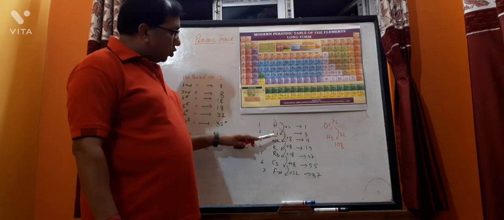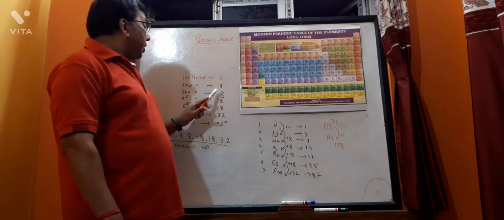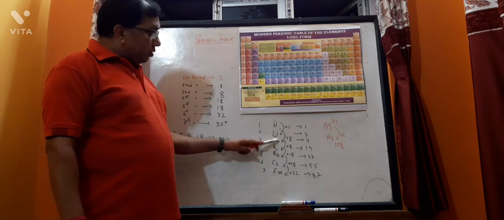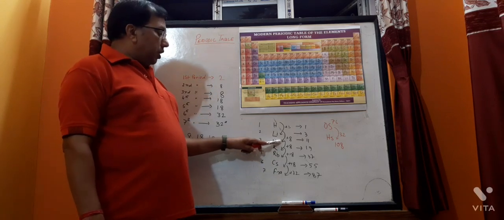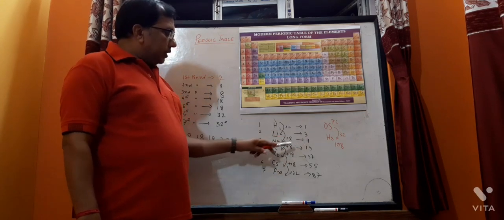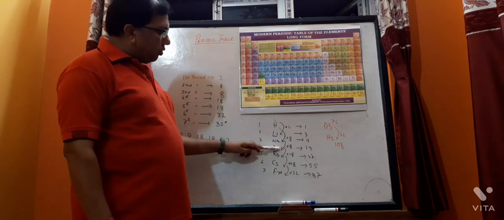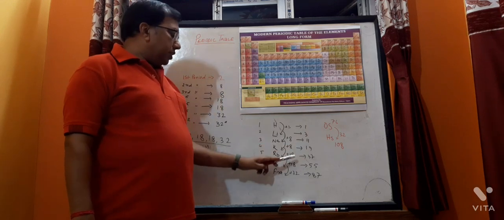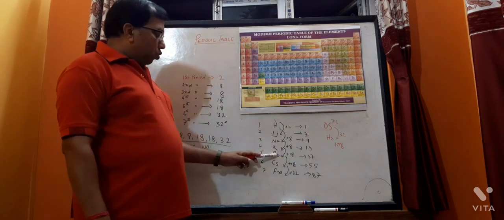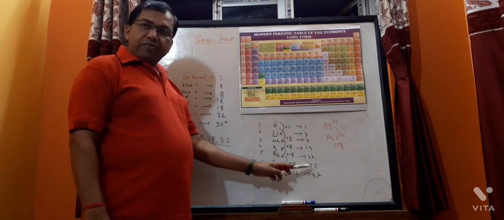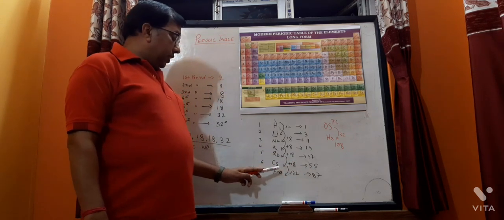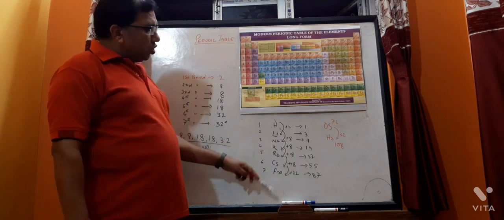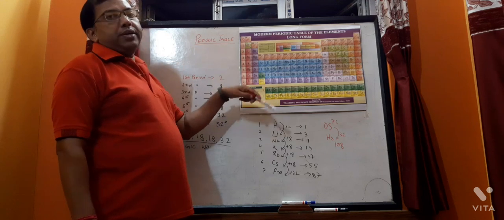Lithium to sodium, you have to add the magic number 8. 8 plus 3, 11. Same way, sodium to potassium: sodium 11, 11 plus 8, 19. You will always get the number just below. And potassium to rubidium, 19 plus 18, 37. Rubidium to cesium, 37 plus 18, 55. And again, cesium to francium, 55 plus 32, 87. In this way, you will get any number.